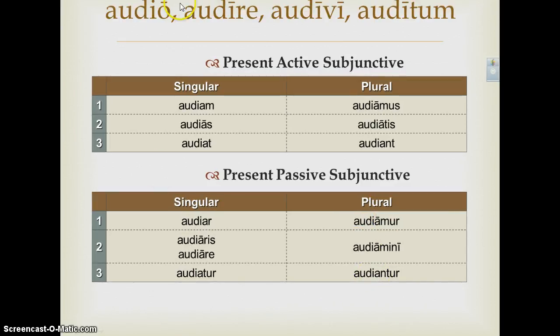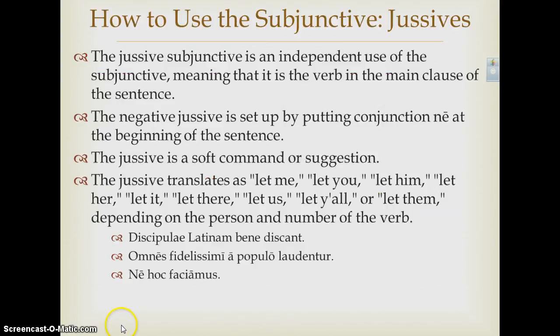And then we have our fourth conjugation verb. It also has an IA in the present subjunctive, active and passive. So audiam, audias, audiat, audiamus, audiatis, audiant. And in the passive, audiar, audiaris, audiatur, audiamur, audiamini, audiantur.